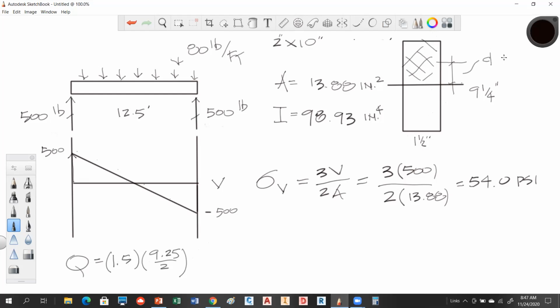What would this distance D here be? The distance from the neutral axis to the centroid of that rectangle. What would that distance be? Well, the centroid is going to be half of this distance, right? The centroidal y value would be half of that distance. So if this distance is half of 9 1/4, this distance is going to be half of that. You guys check this.